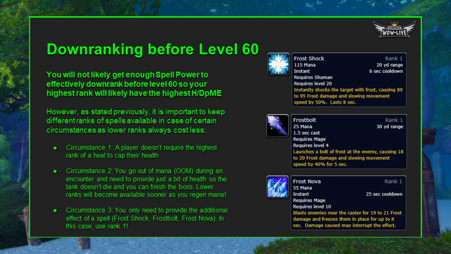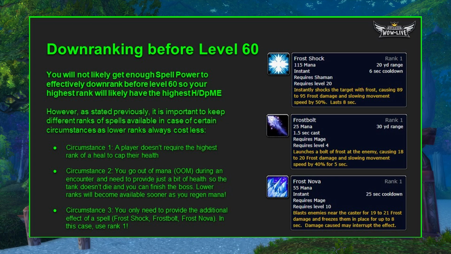However, as stated previously, it is important to keep different ranks of spells available in case of certain circumstances, as lower ranks always cost less. Now, circumstance number 1, which is our basic introduction example we used: a player doesn't require the highest rank of a heal to cap their health. In that circumstance, cast a lower rank spell. It will cost less mana.